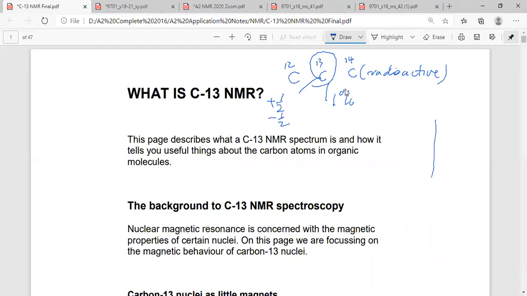If you put the field here, those which are aligned with the field are lower energy. Those which are against the field are high energy. Again, they're split into two different levels. To flip the carbon-13 nucleus, again, you will absorb radiation. E equals h times frequency. The bigger the split, the more the nucleus feels the external field.